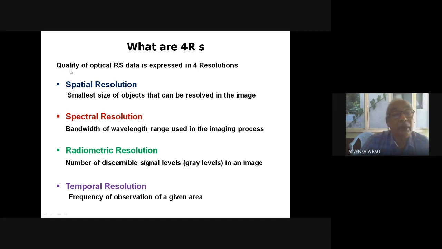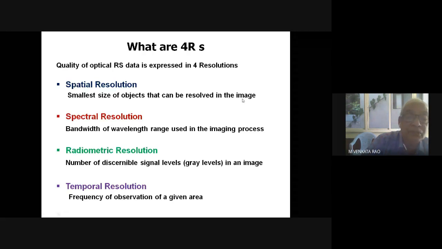The 4 R's I said. The quality of optical remote sensing is expressed in 4 resolutions. Basically, any satellite optical image, if you take, it will tell 4 resolutions. One is spatial resolution. What is spatial resolution? The smallest size of objects that can be resolved in the image. What is the smallest thing you can see? Similarly, spectral resolution is the bandwidth of the wavelength range used in the imaging process. Radiometric resolution is the number of discernible signal levels, gray levels, in an image. And temporal resolution is how frequently you observe the same area. This is temporal resolution. I will explain one by one.